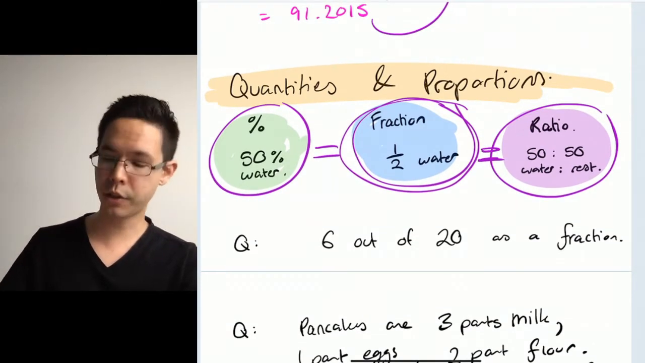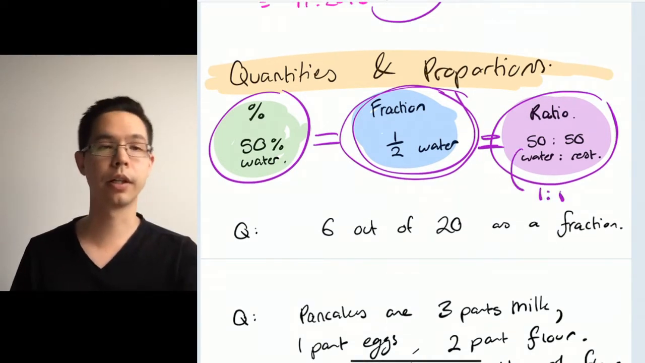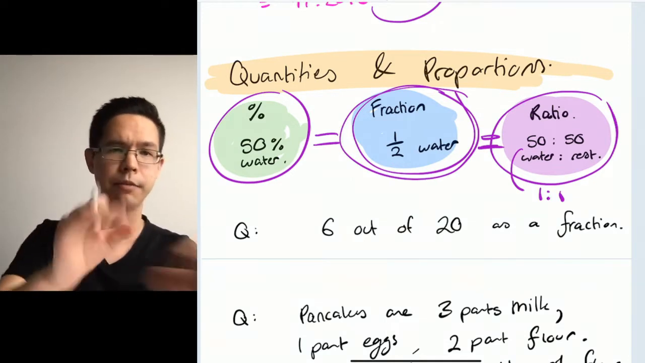For ratio, I could show it's 50-50. Technically, I would simplify that to a 1-to-1 ratio, where for every 1 part water, you have 1 part of something else in your body.